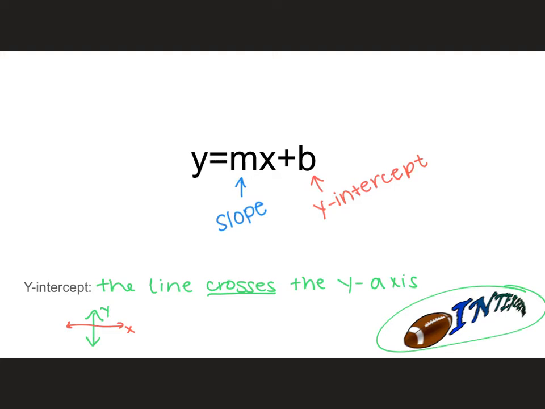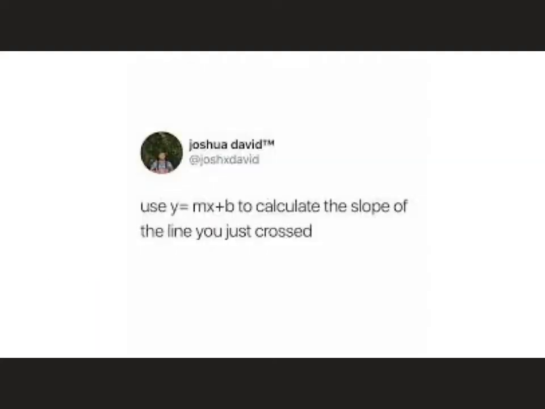And every single time you've got the y-axis being crossed, just a little side note, x is going to equal 0. You'll be able to see it better when we do an example on the graph.